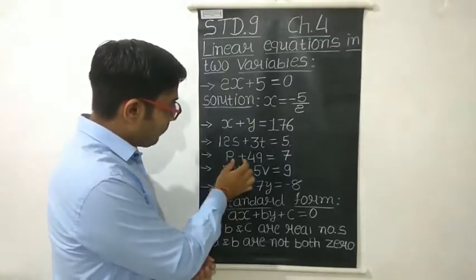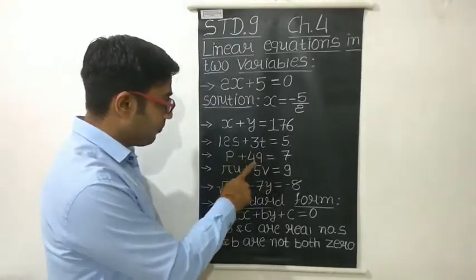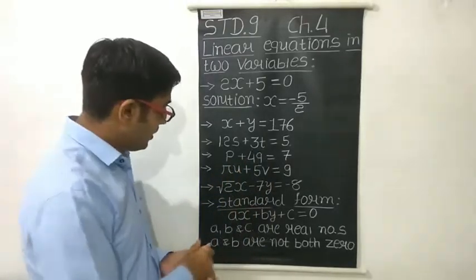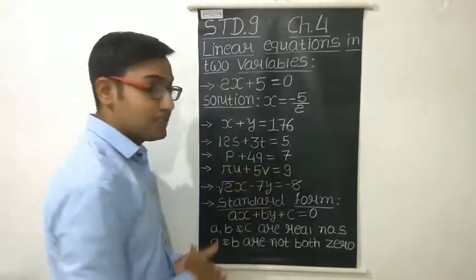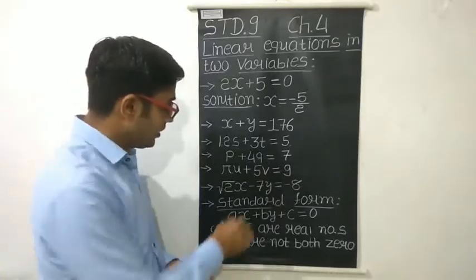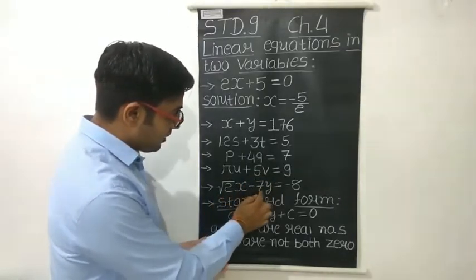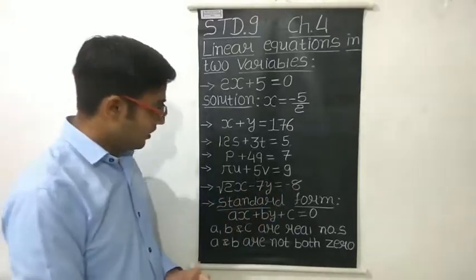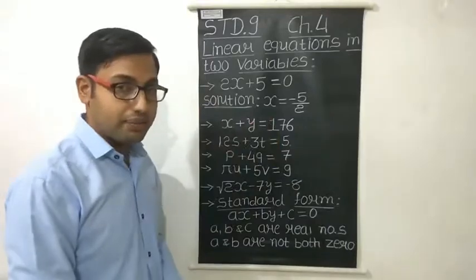Third example is p plus 4q is equal to 7. See, here also the variables are p and q, different variables. One more example, pi u plus 5v is equal to 9. Here the variables are u and v. One more example, root 2x minus 7y is equal to minus 8. Again here the variables are x and y, like we have taken in the first example.